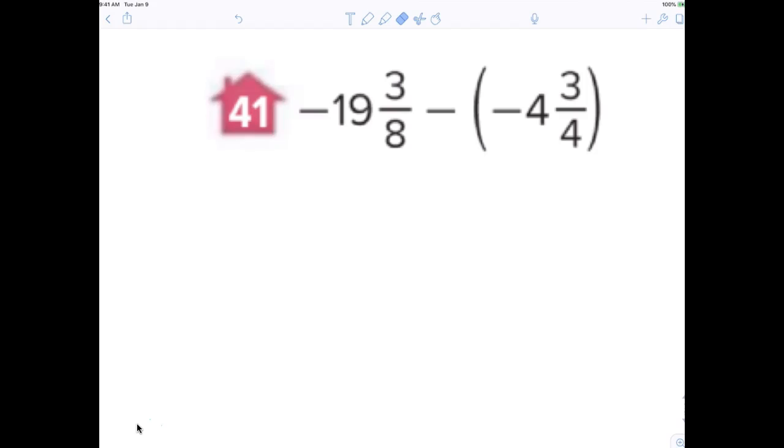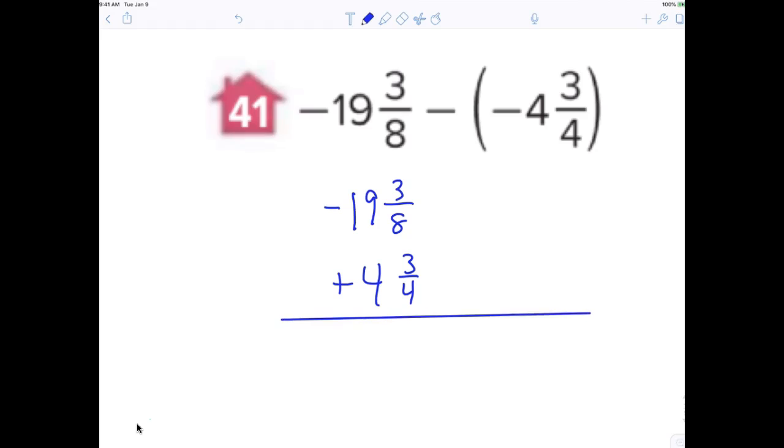All right, 41. Now this is the one where negative 19 and 3/8 plus 4 and 3/4. So the common denominator here is still 8, right? So I want to write this: negative 19 and 3/8 plus 4 and 6/8. Okay, please now listen. If you want to be good at fractions, you've got to pay attention now. Are we adding or subtracting?